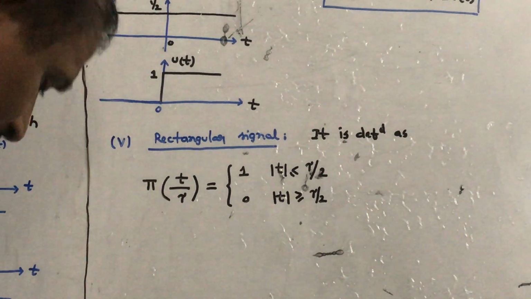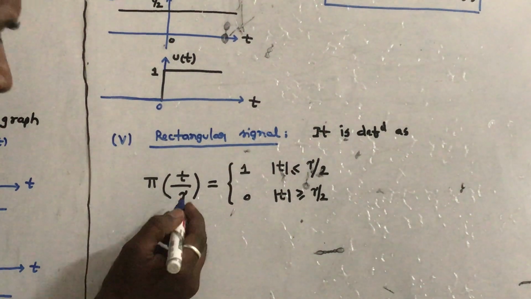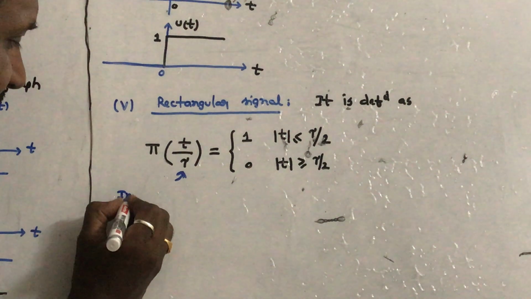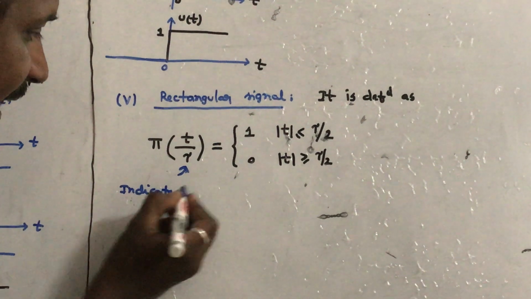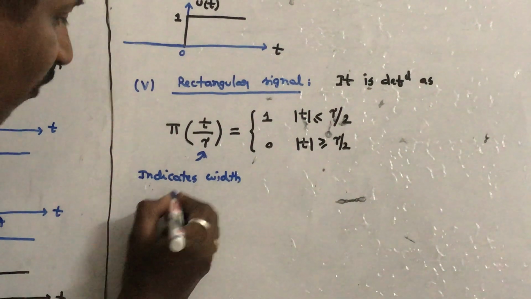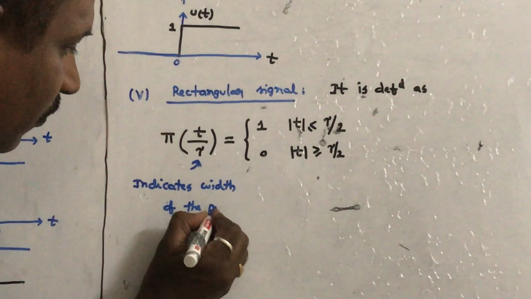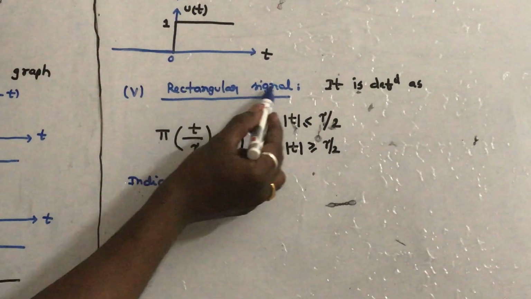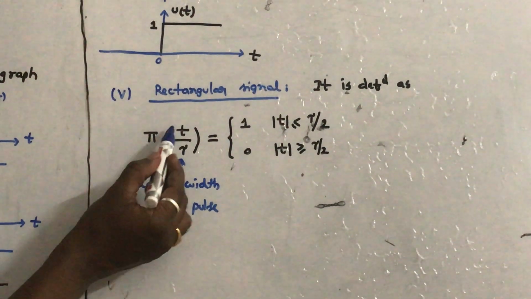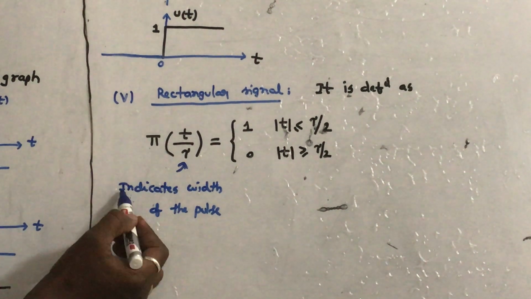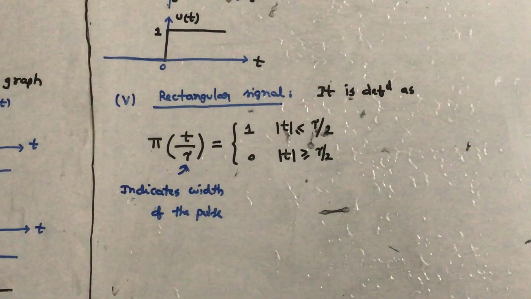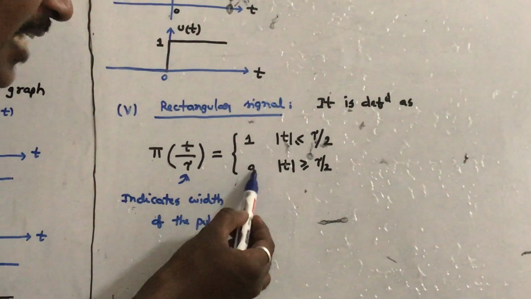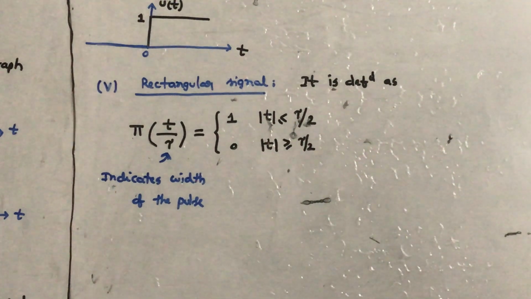So here, as you know, for the rectangular signal, this is tau, very, very important in the denominator. So this indicates the width of the pulse. Remember that, very, very important. The tau in the denominator of the rectangular function or rectangular signal, represented with pi of t by tau, indicates the width of the pulse. It's defined as: its amplitude is 1 during this interval, and its amplitude is 0 outside this interval.